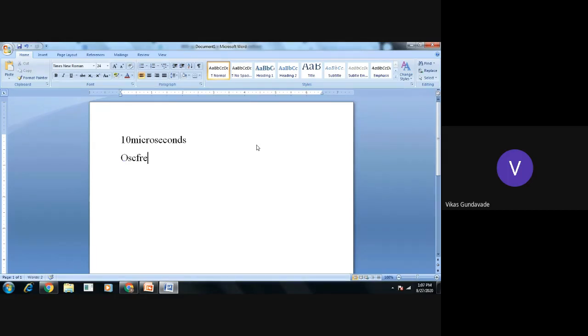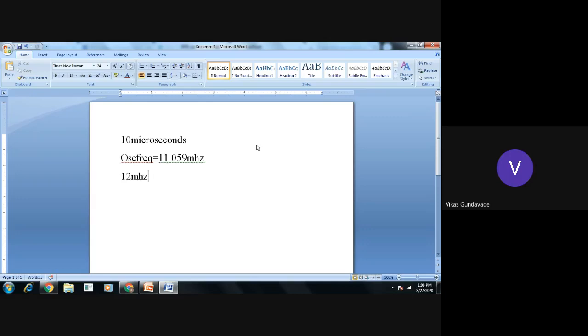Oscillator frequency. Now for timers, for microcontrollers, the oscillator frequency is given as 11.059 megahertz. But for the sake of simplicity, this oscillator frequency is considered as 12 megahertz in some cases, and in some cases we are considering 11.059 megahertz.